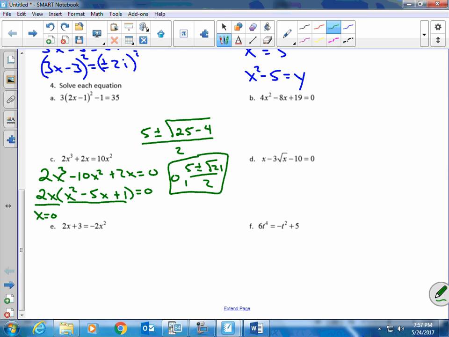Don't forget the 0. If you have a cubic, you will have 3 answers. If you have a quadratic, you'll have 2 answers, and so on. All right, letter D. This is one of those tricky ones.